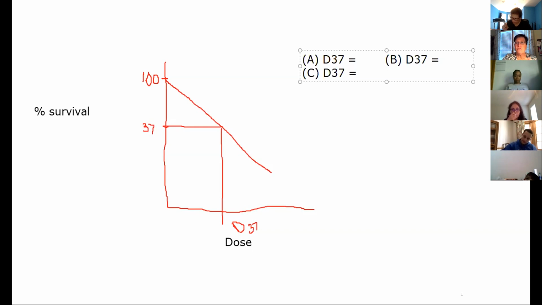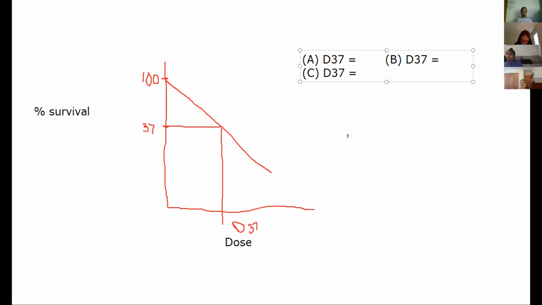Okay. All right. So has everybody got answers? Ready. Okay. So let's see. Jamile, what did you get for D sub 37 for curve A? 100. All right. Did everybody get close to 100? 100 rads. Don't forget, you got to have a unit.